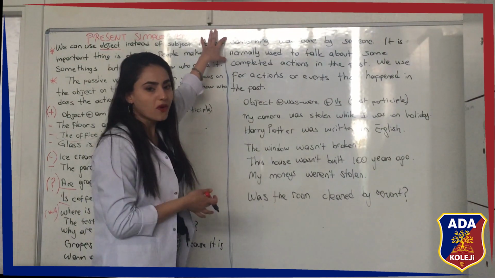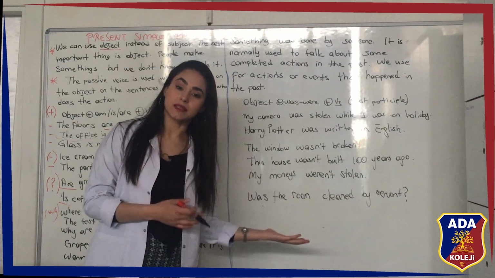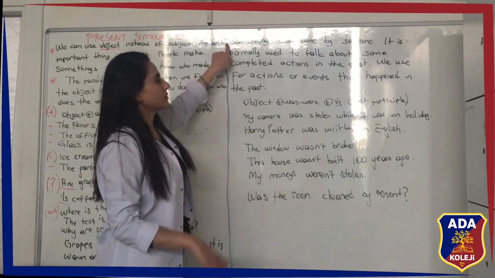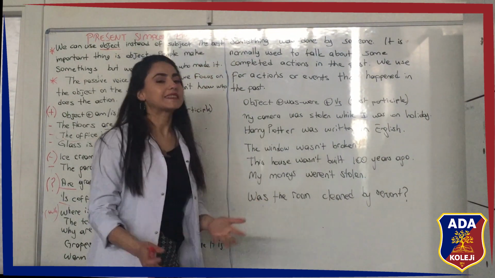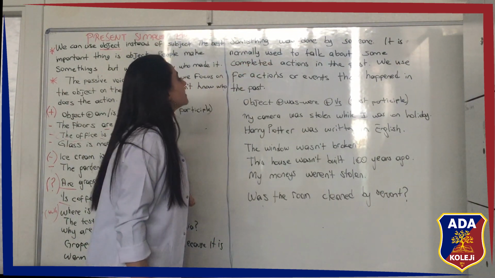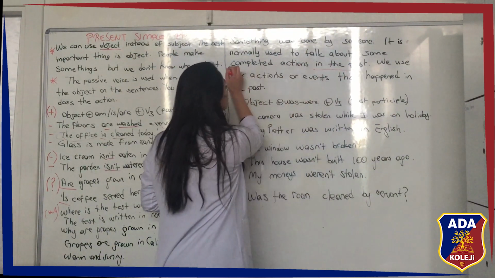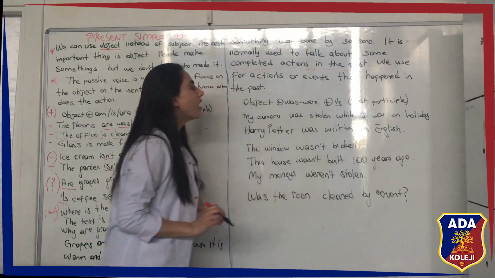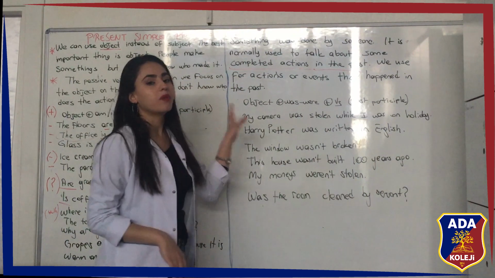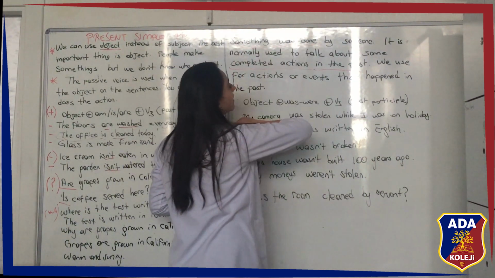First we will read this part and we can try to understand, and then we have examples about it. Yes, we are starting. What is the subject? Something was done by someone. It is normally used to talk about some completed actions in the past. It is very important. Completed actions in the past: we use it for actions or events that happened in the past. Okay, it's very important. But something was done.